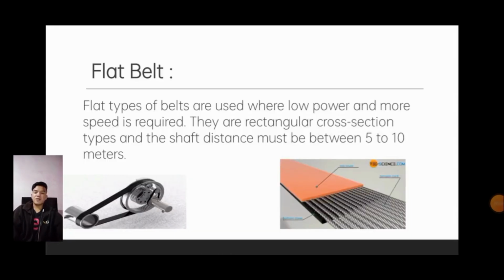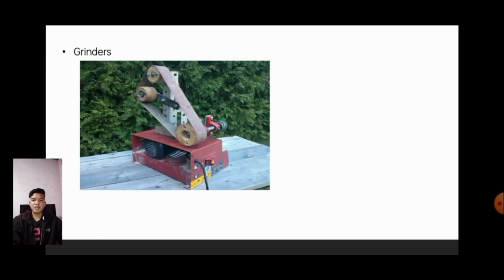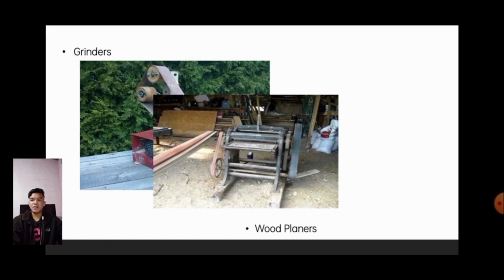The first type of belt is also known as the flat belt. Flat belts are used where low power and more speed is required. They have a rectangular cross-section and the shaft distance must be between 5 to 10 meters. The efficiency of this drive is around 98% and it produces little noise. Common flat belt applications are, first, grinders. Second, wood planers and flat belt conveyors, and many more.